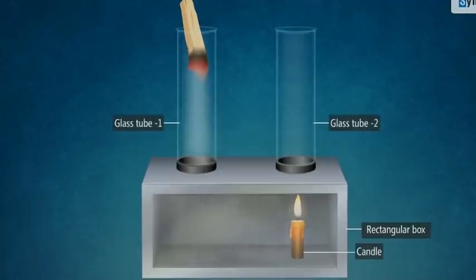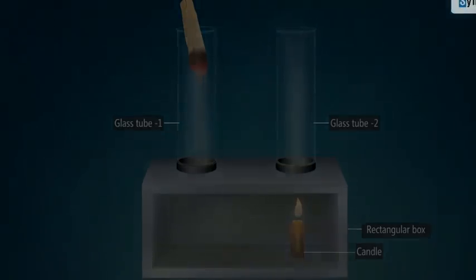Notice that the smoke moves inside the box, gets heated by the candle, and rises up through the first glass tube. This occurs because as the air above the candle gets heated, it loses density and rises up. Cool air is sucked in through the second tube. This creates a convection current inside the box. This method was often used to ventilate coal mines.